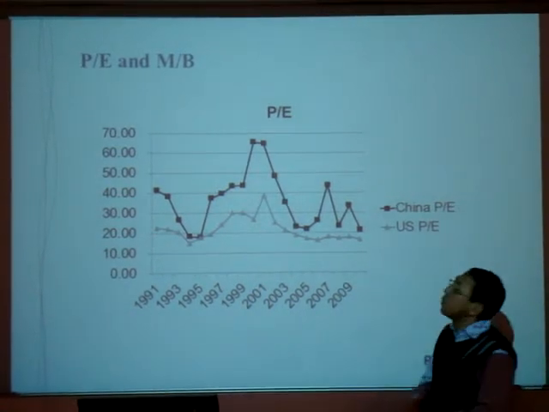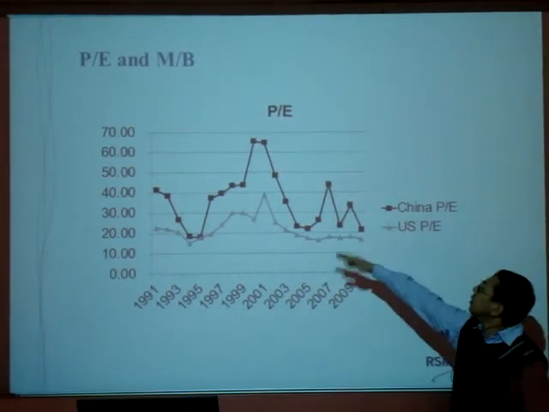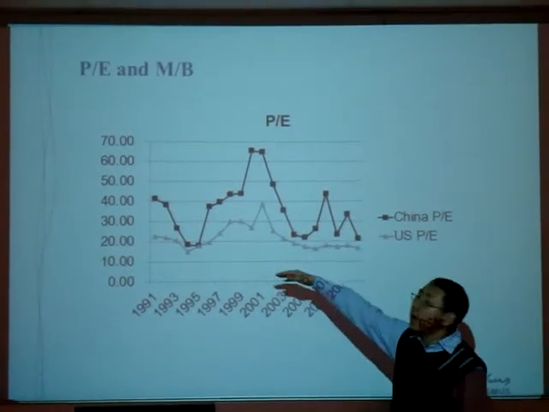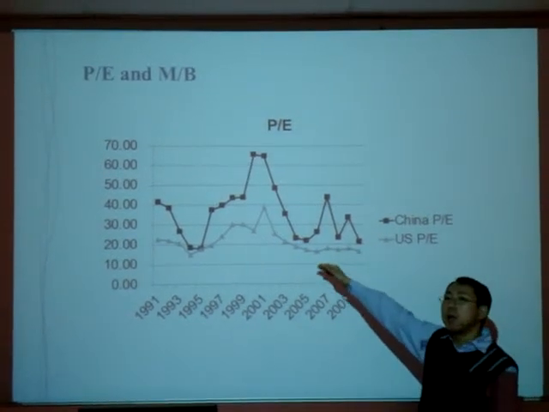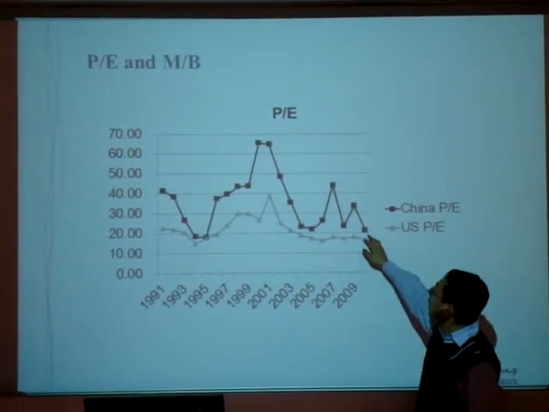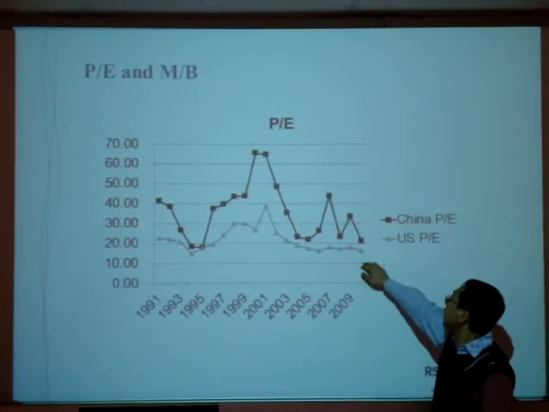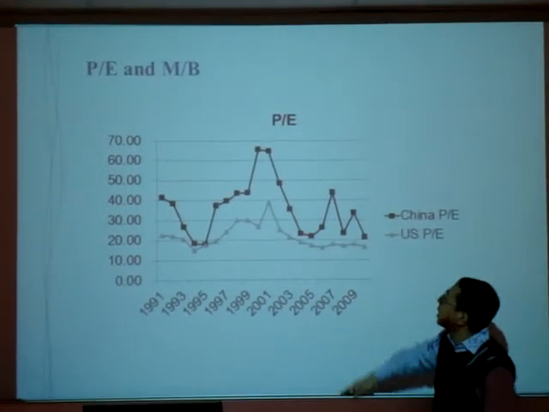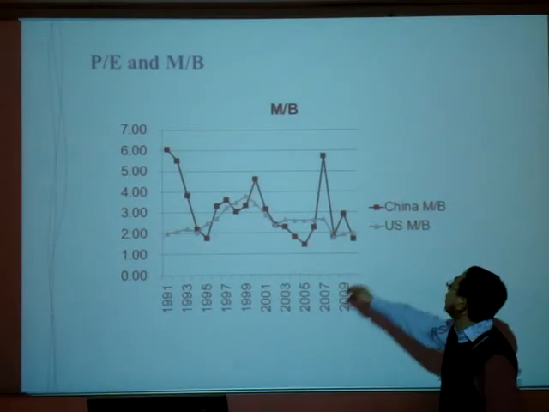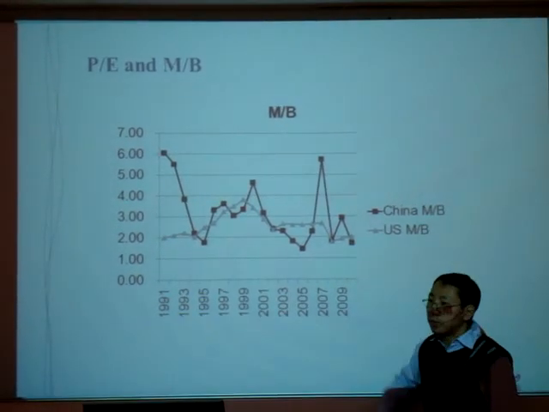So that's a direct comparison. You can see, again, whatever the separation is, they are highly correlated. But now, at the end of 2010, because we do not have enough data for 2011, they are getting very close, even lower for the China market, for the market book ratio.